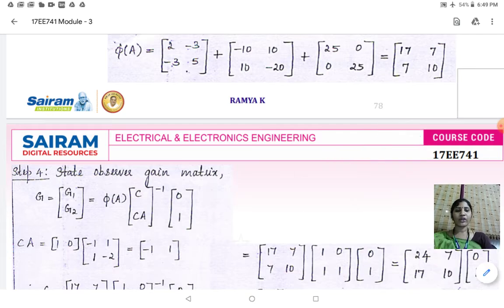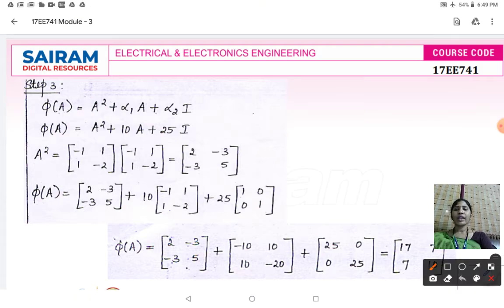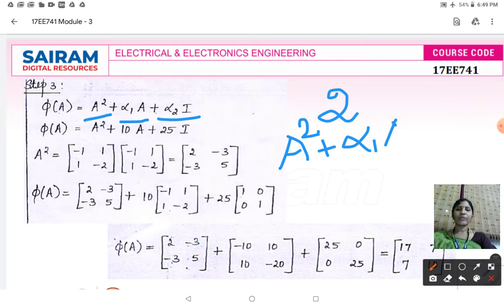Now we will understand what phi of A is. Phi of A is equal to A square plus alpha 1 A plus alpha 2 into I. Here, what is the order of your state variable? The order of your state variable is going to be 2. So you have to start with A square plus alpha 1 A plus alpha 2 into I.